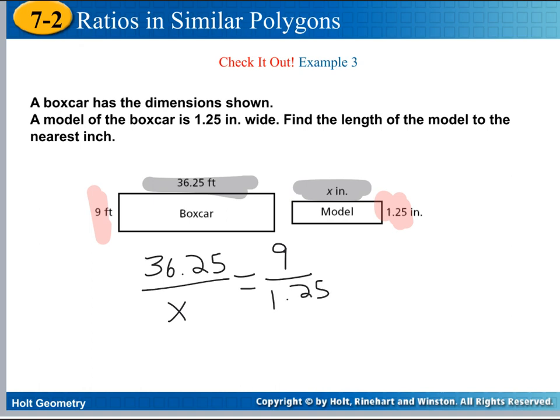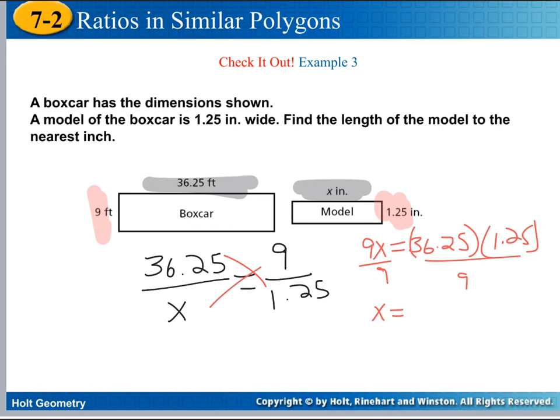And so we'll do our cross multiply. And so we'll have 9x is going to be 36.25 times 1.25. And then when we divide by 9, we'll have x is going to be 36.25 times 1 1/4 divided by 9. So when we divide that out, we get 5.03472. Now, of course, most of that we're not interested in at all.